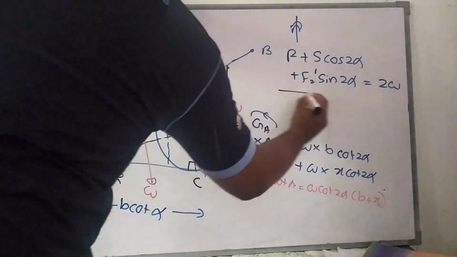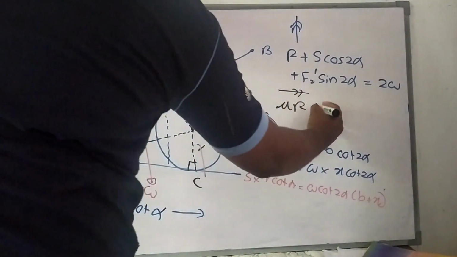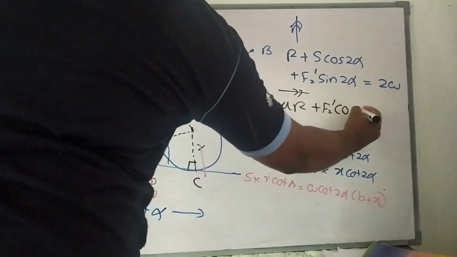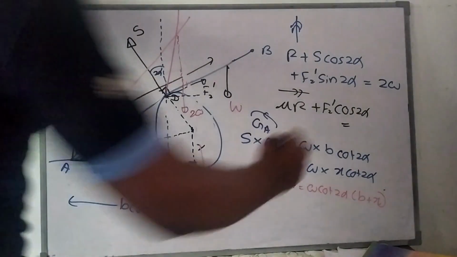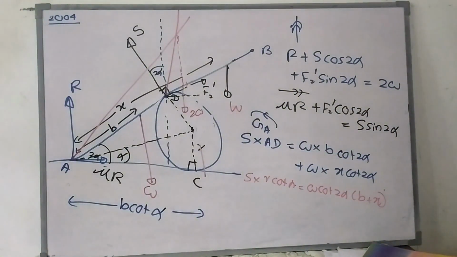Similarly, we can take the horizontal components as well. Mu R plus F2 dash cos 2 alpha equals S sin 2 alpha. So F2 dash equals mu S.